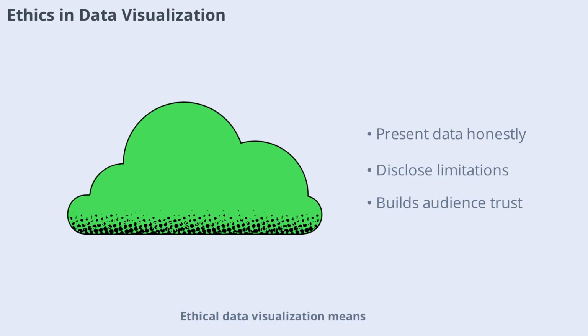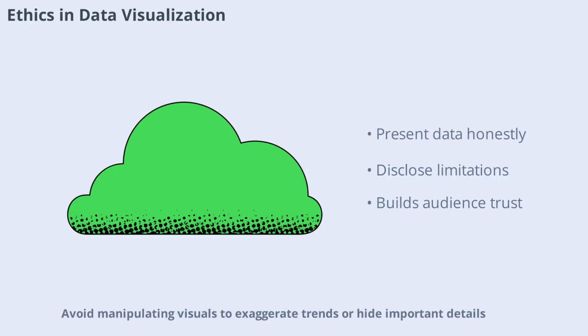Ethical data visualization means presenting information honestly and transparently. Avoid manipulating visuals to exaggerate trends or hide important details. Clearly label axes, use appropriate scales, and disclose any limitations in your data. Ethical visuals build trust and support informed decision-making, while misleading graphics can damage credibility.